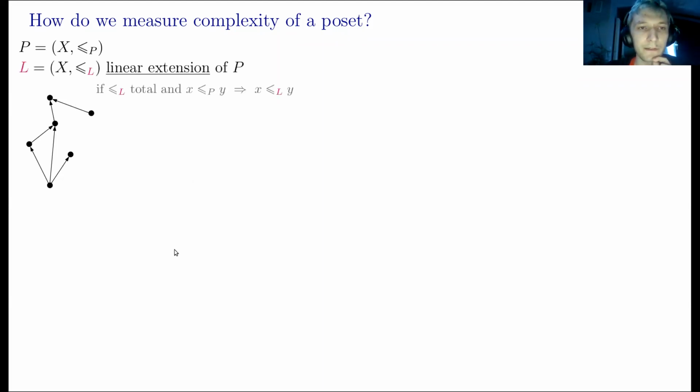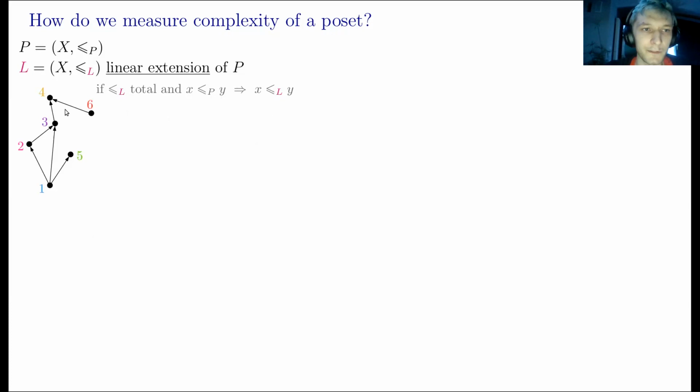and we need a notion of linear extensions. So L, which is a partial order on the same ground set, is a linear extension if, first of all, it's a total order, so for all pairs of elements we can say which one is smaller and which one is larger, and it preserves P. So if x is less or equal y in P, then it's also less or equal y in L. Okay, so let us consider some examples.